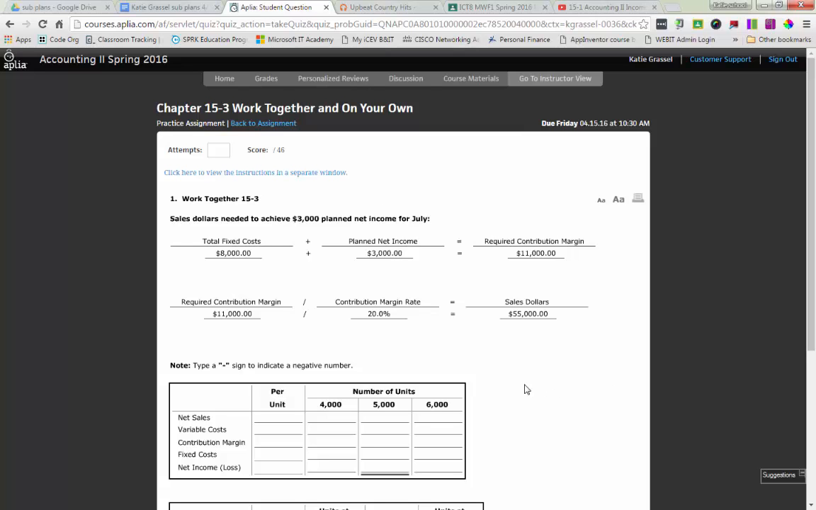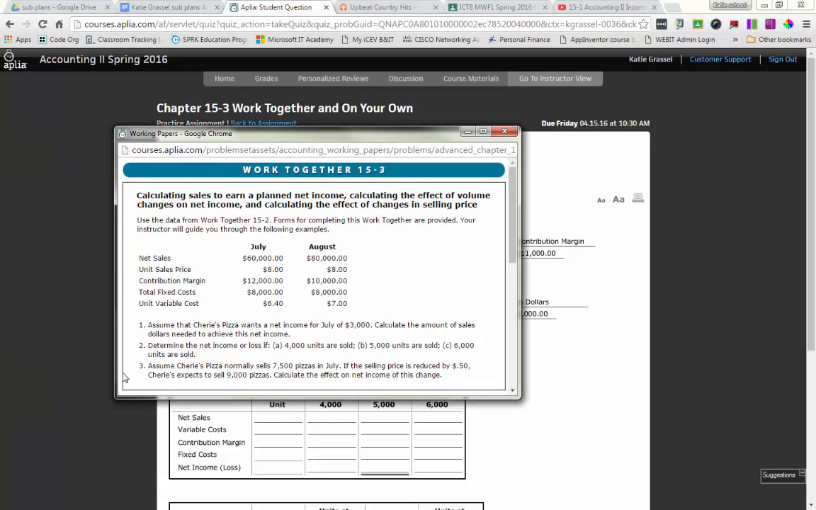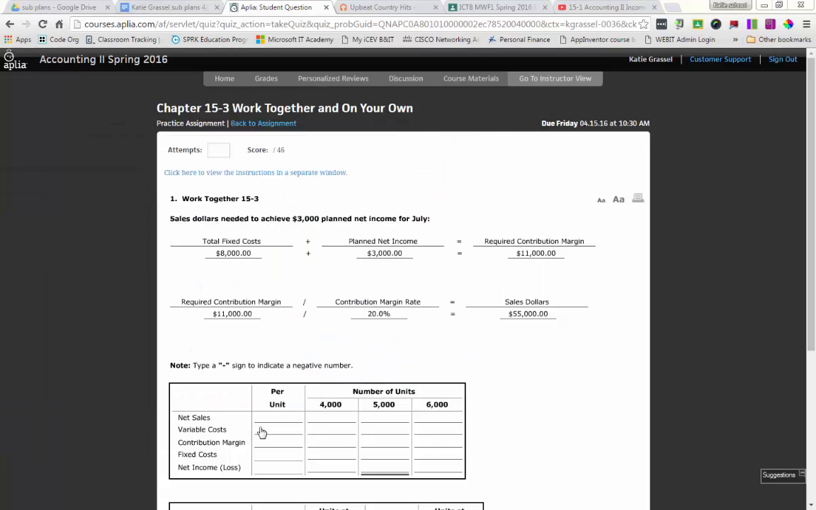So the next thing we're going to do is determine the net income or loss if 4,000 units are sold, 5,000 units are sold, or 6,000 units are sold. That's what we're going to take a look at here. Our price per unit, our net sales, is $8, not $800. Our variable cost is $6.40. Mathematically, if we subtract here, our contribution margin is $1.60.